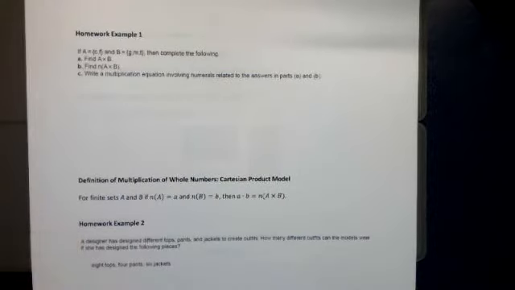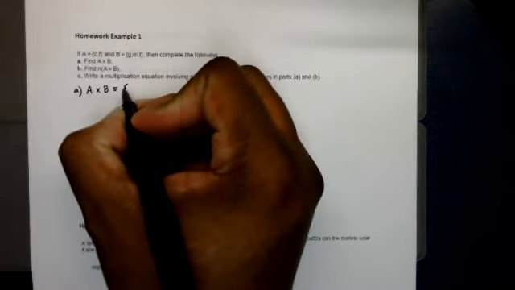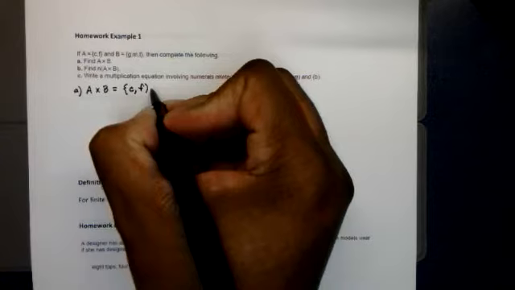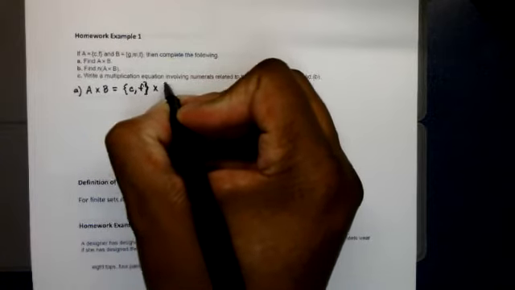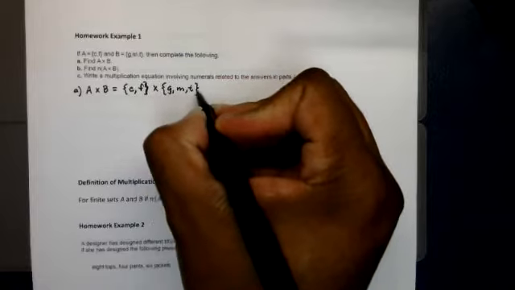So let's take a look at this homework example. If A has the elements C and F, and B has the elements G, M, and T, we can complete the following by finding A cross B. And keep in mind, these are sets. So that means it's just the cross product of A and B. So here's part A. A has the elements C and F, and B has the elements G, M, and T.